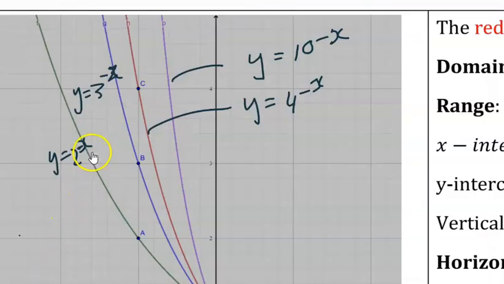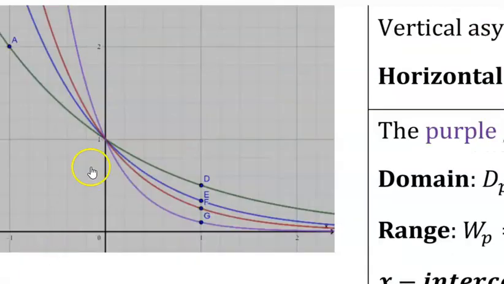If we look at x less than 0, then the smaller the a is, 2, 3, 4, 10, the smaller the y value of that graph is on the left hand side for x negative. Because when we put in x equal to negative 1, 2 to the minus x gives me 2, and 3 to the minus x gives me 3, and 4 to the minus x gives me 4, and 10 to the minus x gives me 10. They all intersect here at x equal to 0 with a y value of 1.